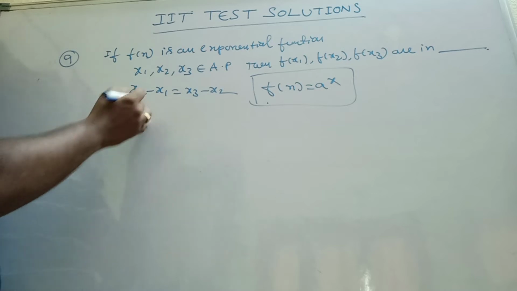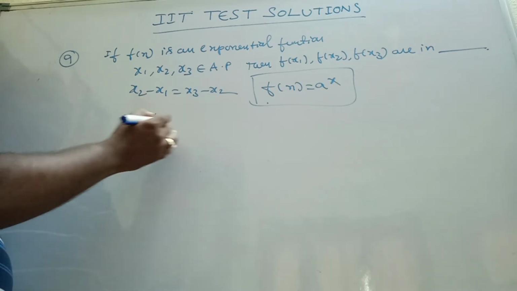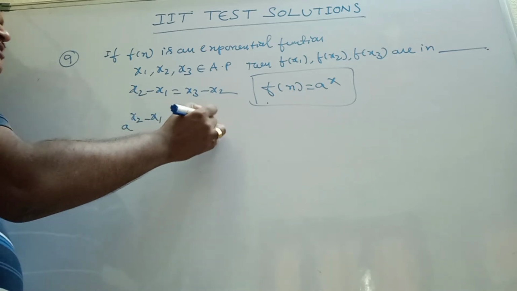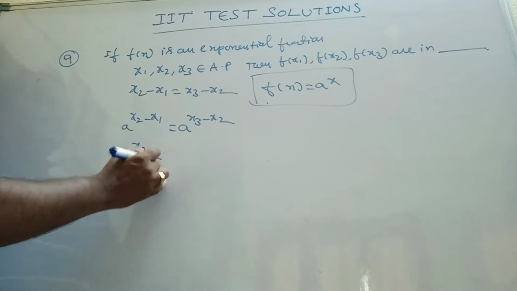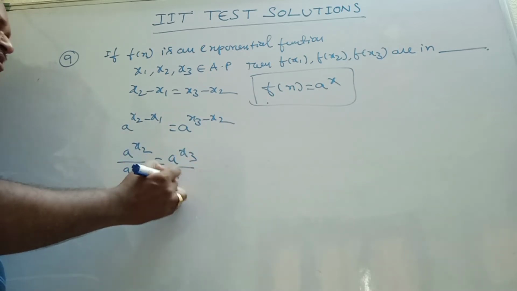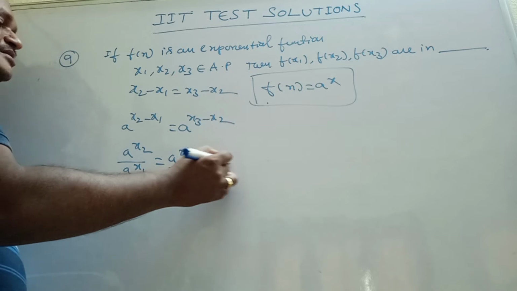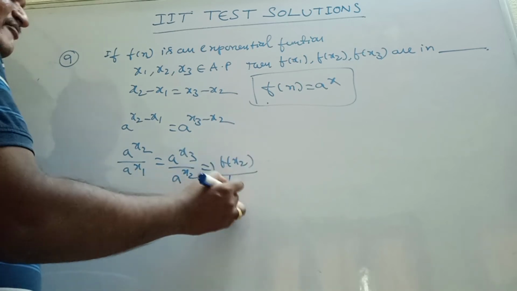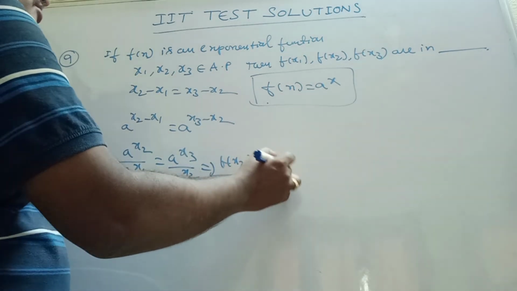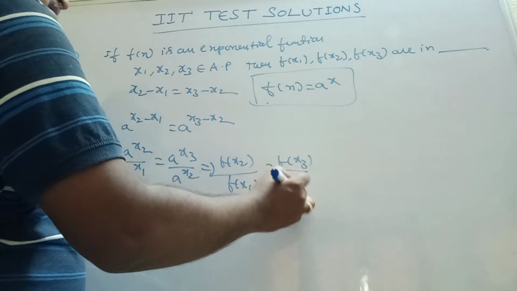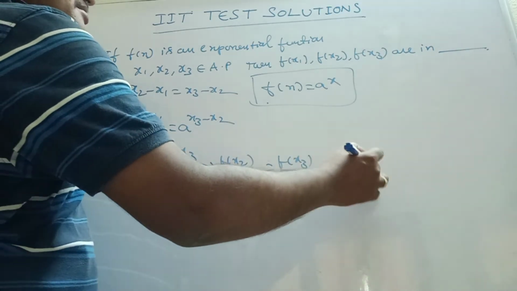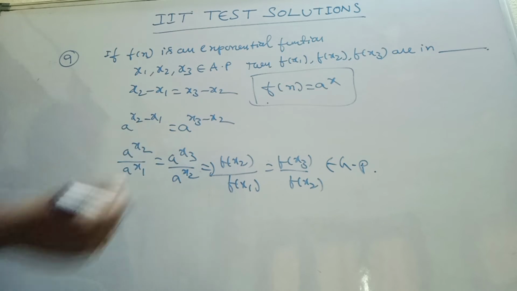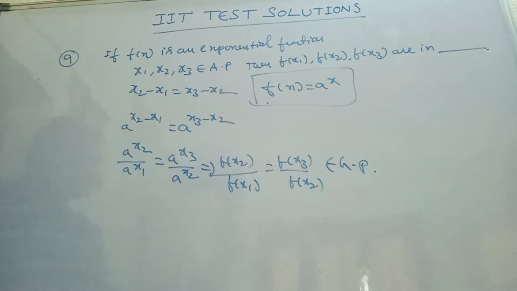Now let us raise a to the power x3 minus x2. That means we have a power x2 by a power x1 equal to a power x3 by a power x2. That means f of x2 by f of x1 is equal to f of x3 by f of x2. That means they are in geometric progression. Very simply you can say they are in geometric progression. This is the way you do this 9th problem.